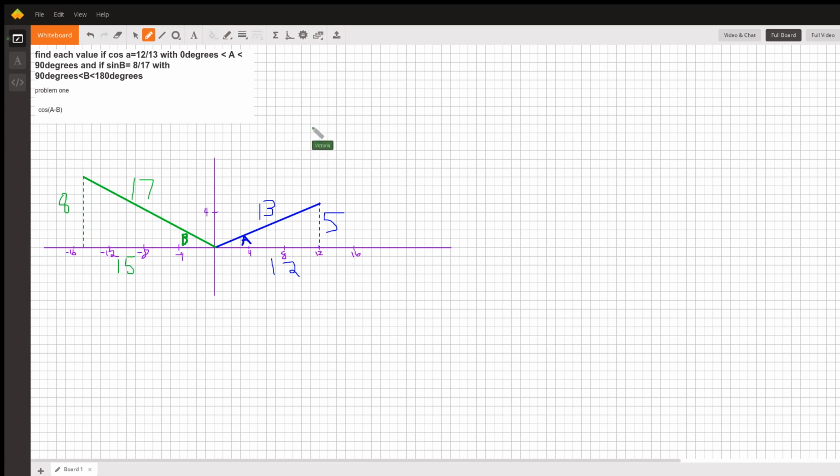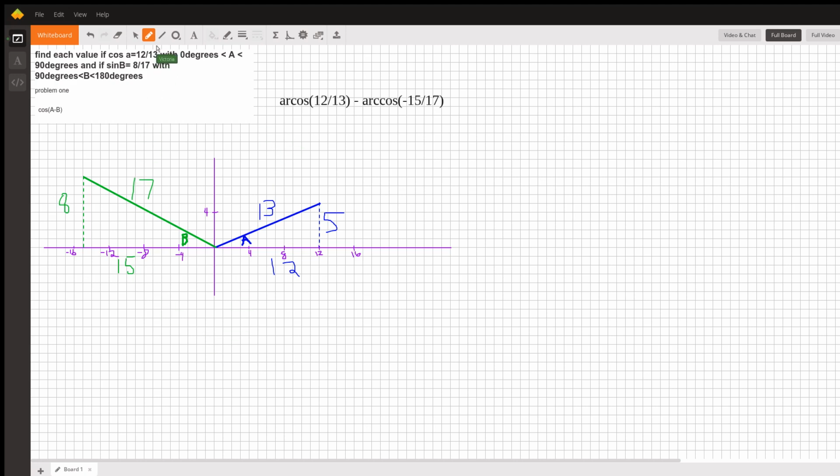Now, there are two different ways you can work this. If you can use a calculator, you could find the cosine inverse, I'll call it the arc cosine, of 12 over 13. That's your angle A, and you could subtract the arc cosine. Now, the cosine for angle B is negative, so you would want the arc cosine of negative 15 over 17.